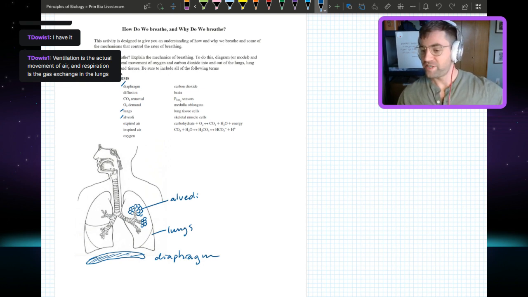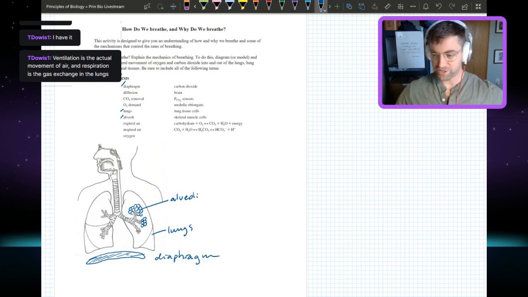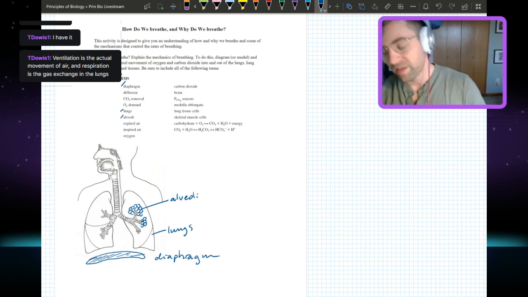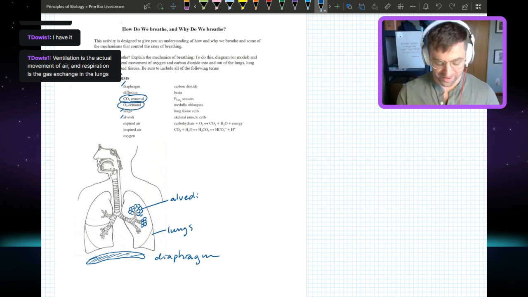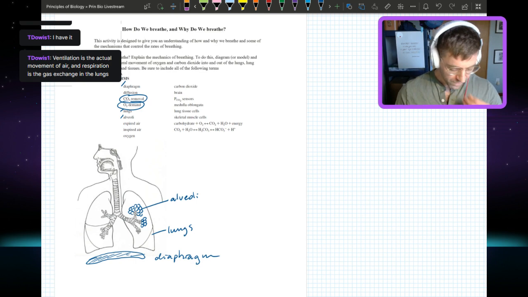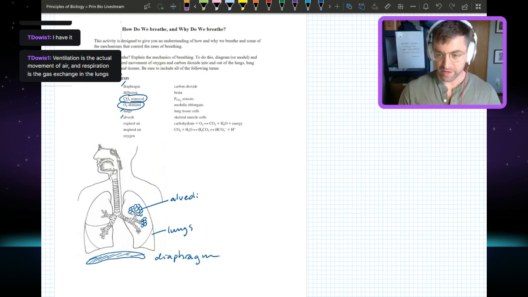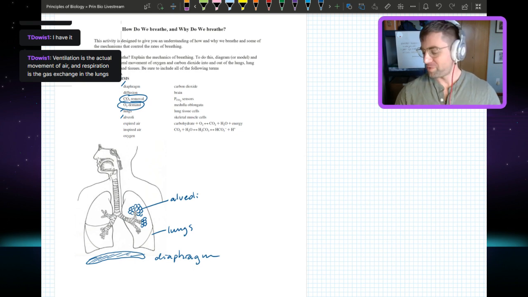So in the chat, we've got ventilation is the actual movement of air and respiration is the gas exchange in the lungs. Ding, ding, ding! Yeah, respiration is entirely about gas exchange. Principally, we're looking at oxygen and CO2, which sets us up for our diagram. We breathe in, oxygen comes in. We breathe out, CO2 goes out. CO2 is what plants are processing to make sugars, and is one of the principal components in our current climate crisis. So all of these systems are interconnected.